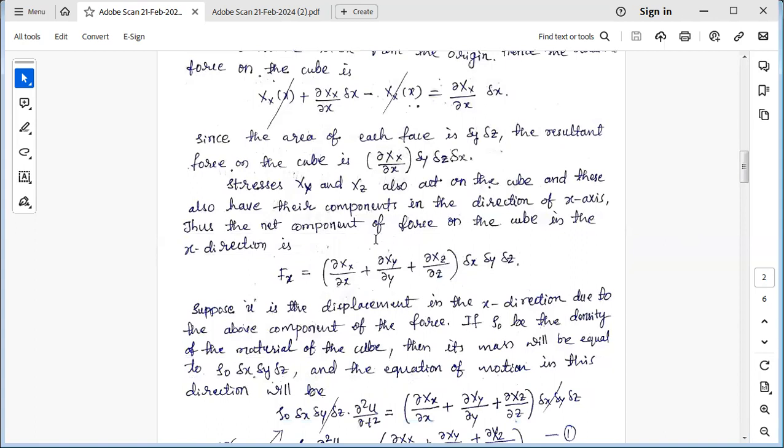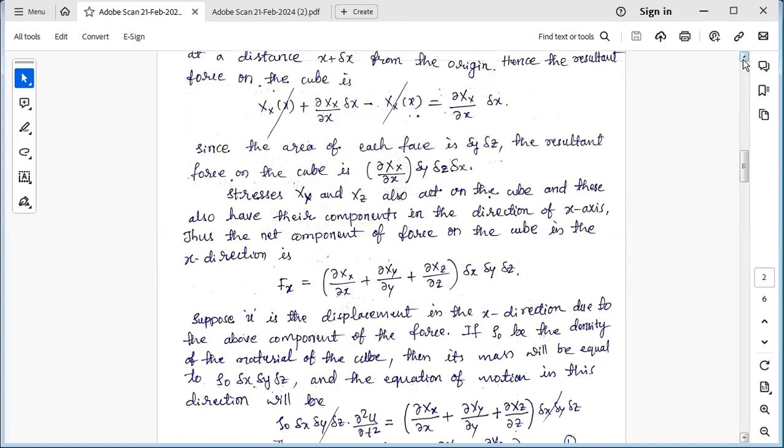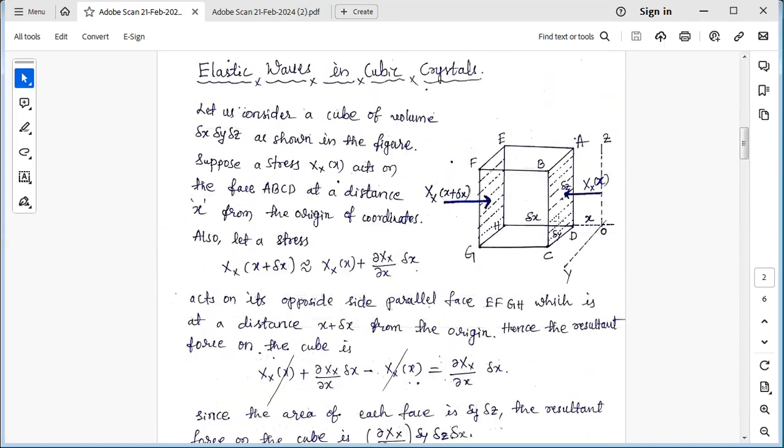Stresses xy and xz also act on the cube, and these have their components in the direction of the x-axis. What happens here? We have shown only the two stresses which are along the x direction, one on this face and another on this face. The stresses are also present on other faces of this cube, and hence a component of their stresses acts along the x-axis. That is the important point.